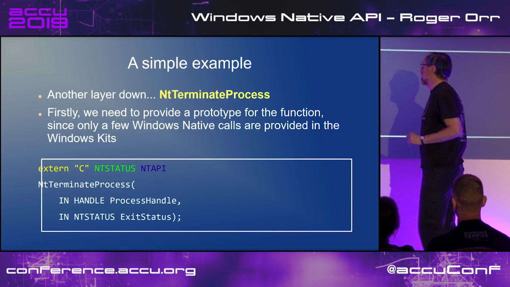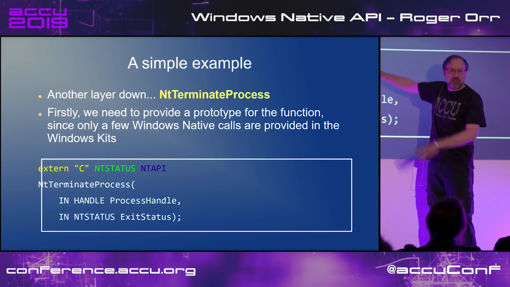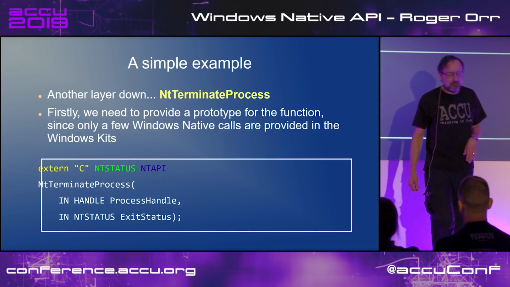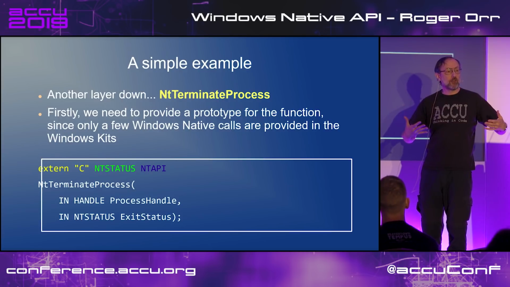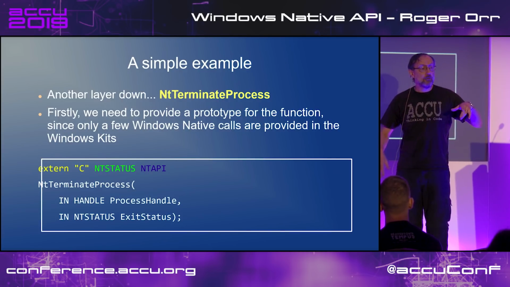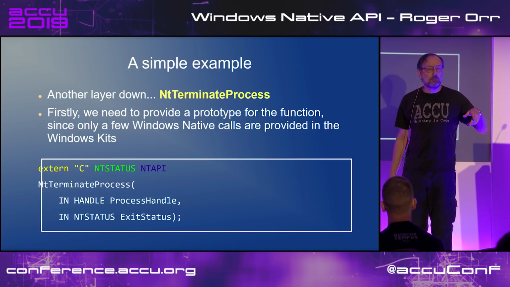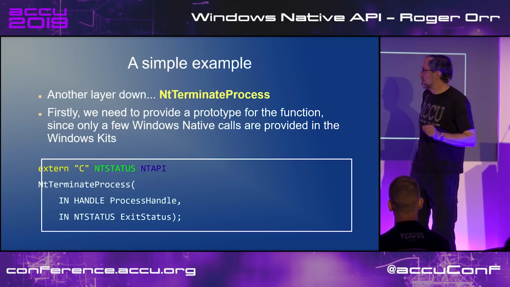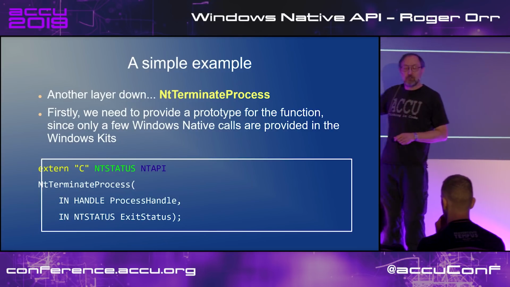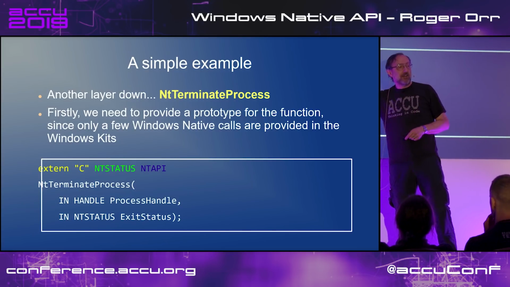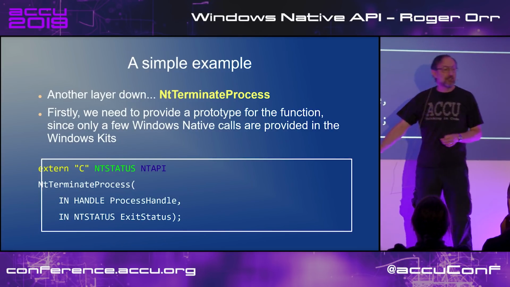It shouldn't really matter. You could probably take that out on 64-bit and it would still work, but I haven't tried it. And then you put in NT terminate process, and the convention when they're documenting these, because some of them are documented, do you know why? We'll come to that. It takes a handle of the process, and it takes, oh look, the same thing again, an NT status value.